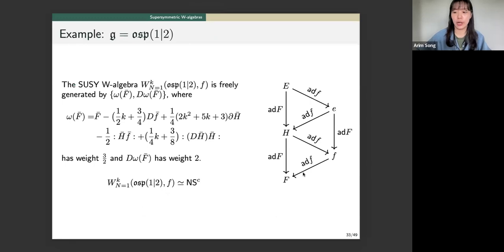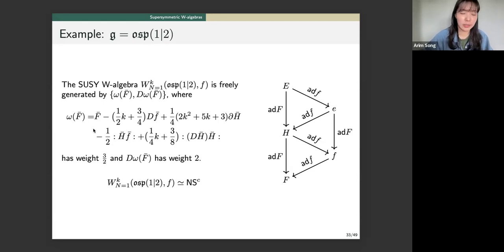So for example, if we consider OSP(1|2), then the corresponding supersymmetric W algebra is the simplest one, because OSP(1|2) is the smallest Lie superalgebra containing an OSP(1|2) subalgebra, obviously. As I said earlier, this Lie superalgebra is spanned by these 3 even elements and these 2 odd elements. And here, large F is the only element contained in the kernel of ad f. So this supersymmetric W algebra is freely generated by omega F and D of omega F. In this case, we can explicitly write down how the generators look, and you can see that this omega F actually contains F bar in its linear part.